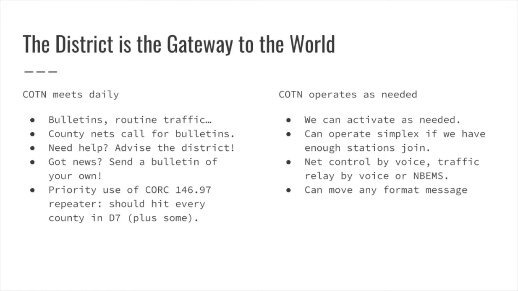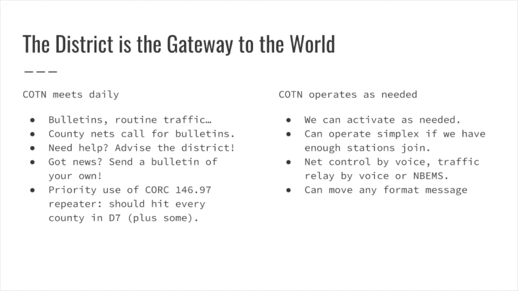What we have in Central Ohio Traffic Net, ARES District 7, is a net that meets daily. We have the ability to move bulletins, routine traffic. The county nets do call for bulletins, but very often don't really have any to bring to the net. They're not talking to all of their members about whatever bulletin has come out. The news that they get generally is going to be directly to the individual operators via email or however they pick up their news. We do have the ability, however, to have those bulletins come to the district net.